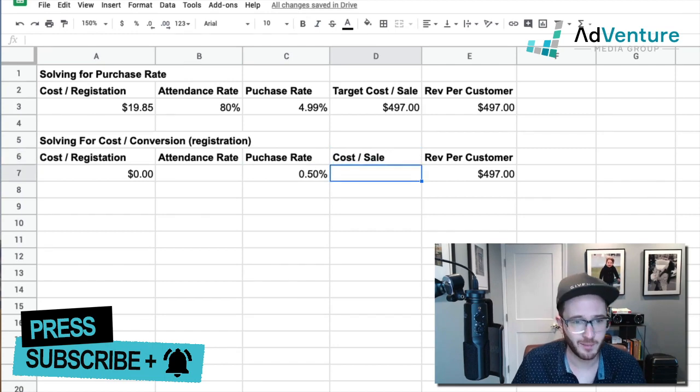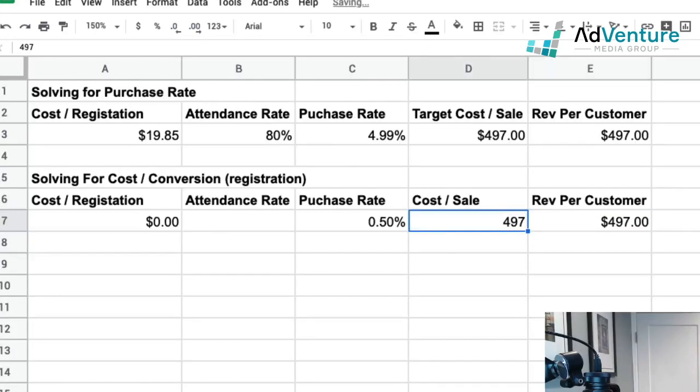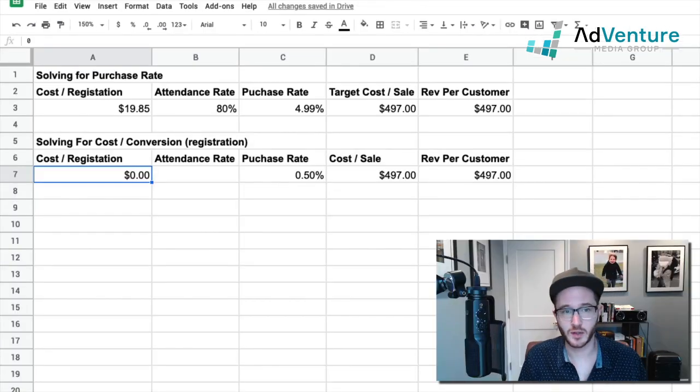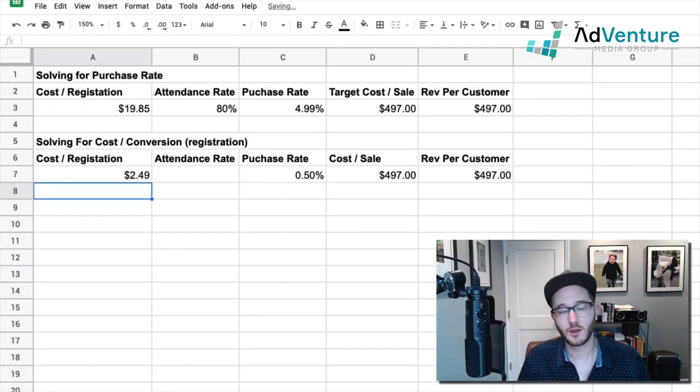So again, I put in my cost per sale. My target cost per sale again is break even because I'm trying to figure out break even, and I could formulate that into a dollar value. It doesn't really matter. So how do you solve for cost per registration? It's very simple. Instead of dividing the numbers by the percentage, we're going to be multiplying in this case because we're trying to get the target cost. So you do equals, we're going to put in our cost per sale multiplied by our purchase rate, okay?